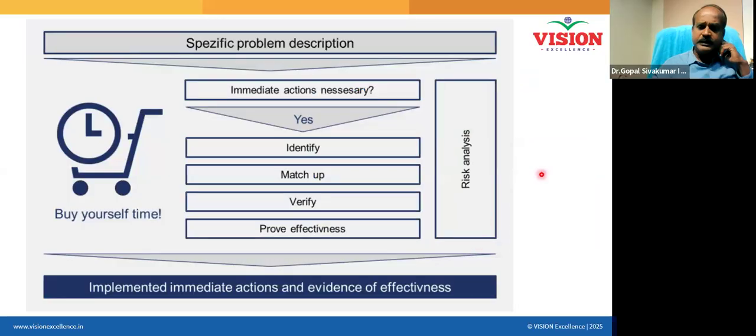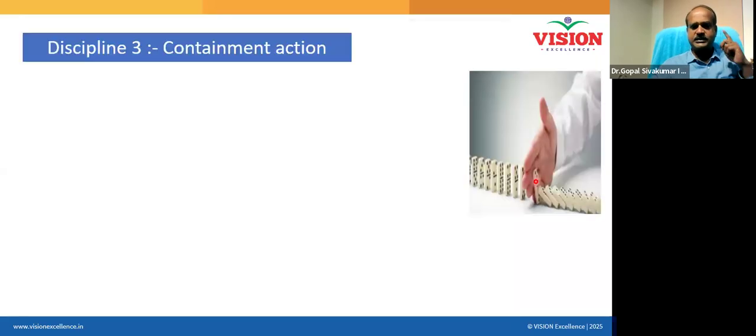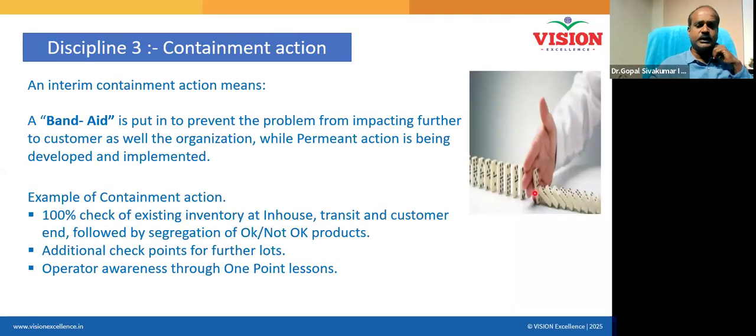Okay. And this is your third step, isn't it? Immediate action. Immediate action is your interim action, containment action. This is containment action. Avoid spreading of the problem. In order to avoid spreading of the problem, you can increase the inspection, you can, whatever, allocate some additional resources. All of those things, you can try to do.